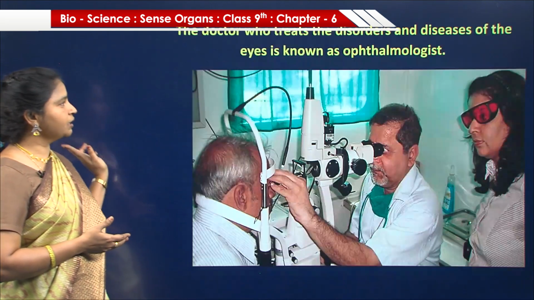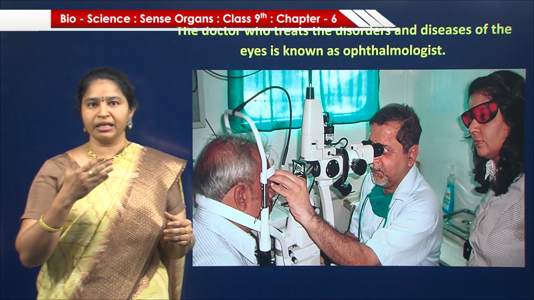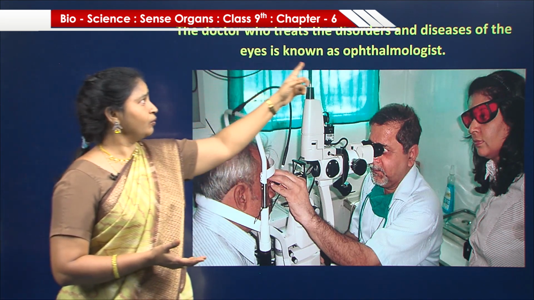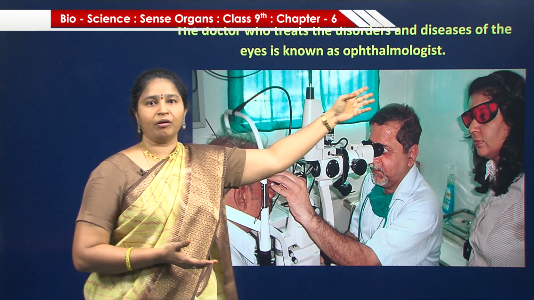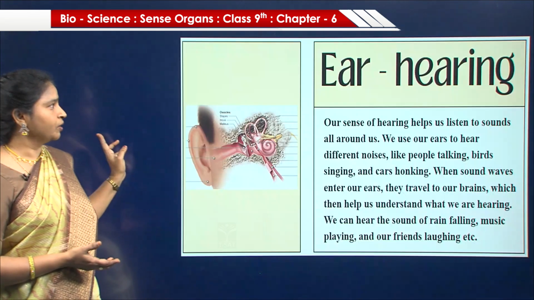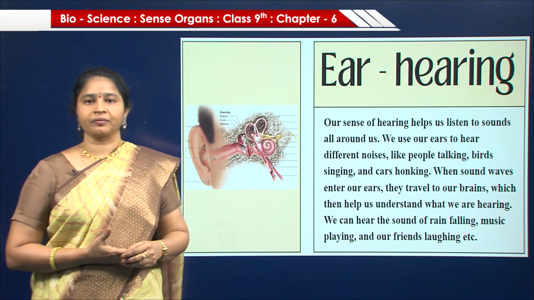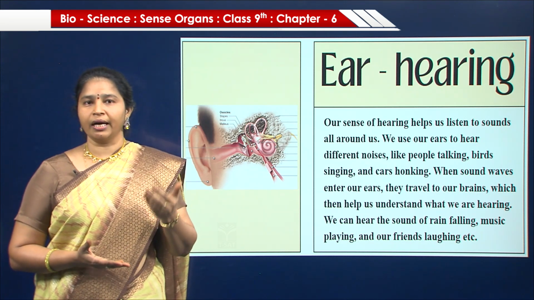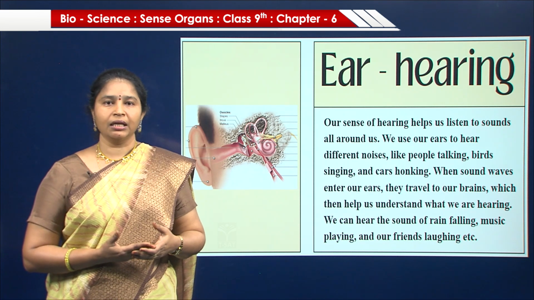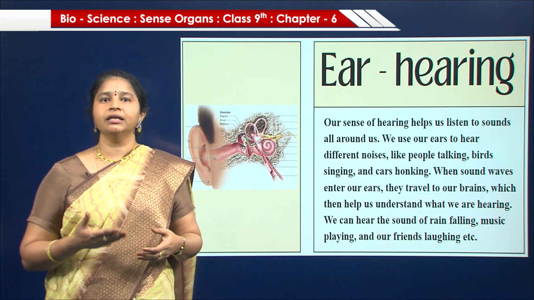So, which doctor do we need to consult if we have any eye problems? We need to consult the ophthalmologist. An ophthalmologist is the specialist in eye problems. So, this is about the eye. We have seen up to now how the eye works, how we can see the things around us. Now, let us see how the ear works.